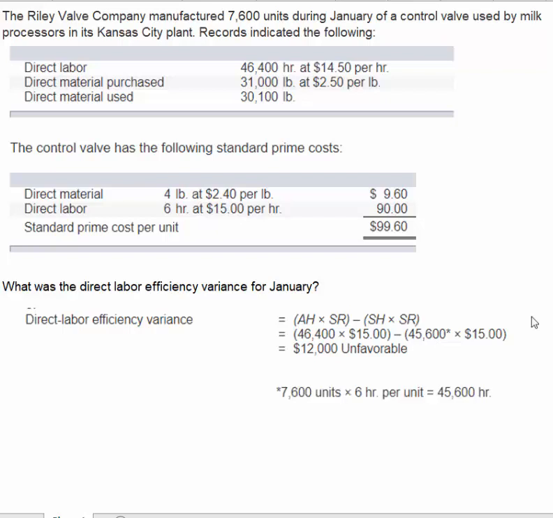Okay, so I've put that on the screen. We made 7,600 units, so that tells us the level of activity, and then we have to multiply that by the standard. In this case, 6 hours. So 6 hours per unit says we should have used, per the standard, 45,600, and that's where that came from.